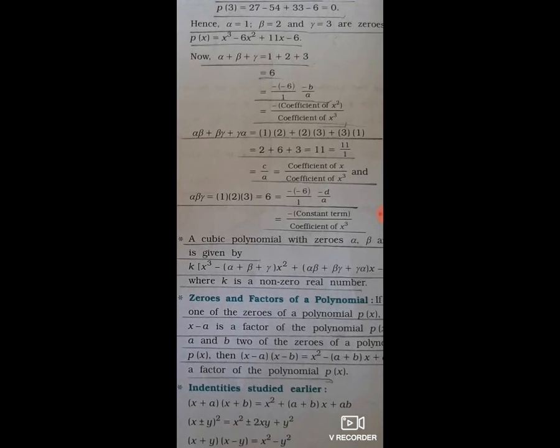A cubic polynomial with zeros alpha, beta and gamma is given by k into (x cube minus (alpha plus beta plus gamma) into x square plus (alpha beta plus beta gamma plus gamma alpha) into x minus alpha beta gamma), where k is a non-zero real number.